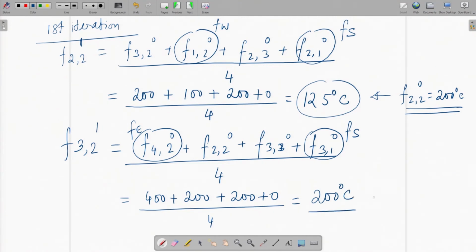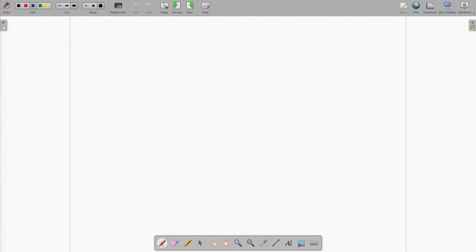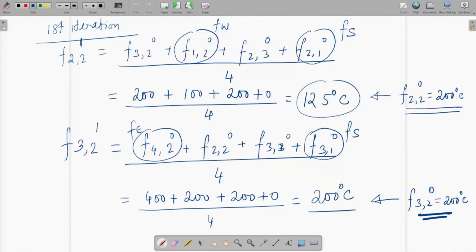Incidentally, it gives you back the same temperature as the initial guess. So, effectively there is no change here. Let us look at the remaining points, but before we do that we would like to point out one thing. You may have noticed an interesting thing happening here: we have a value f 22 coming from the 0th level iteration. That means we have actually used the initial guess here to substitute the value 200 over here.